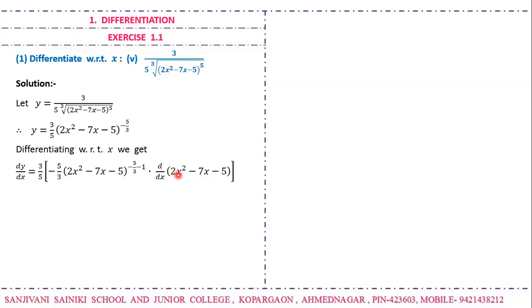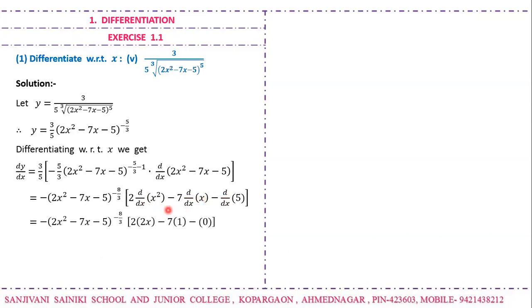Now d by dx of 2x square minus d by dx of 7x minus d by dx of 5. So 2 we can take outside, then d by dx of x square, 7 times d by dx of x, and d by dx of 5. The derivative of x square is 2x, the derivative of x is 1 and the derivative of 5 is 0. So what you get after simplifying: minus 2x square minus 7x minus 5 raised to minus 8 upon 3 into 4x minus 7.